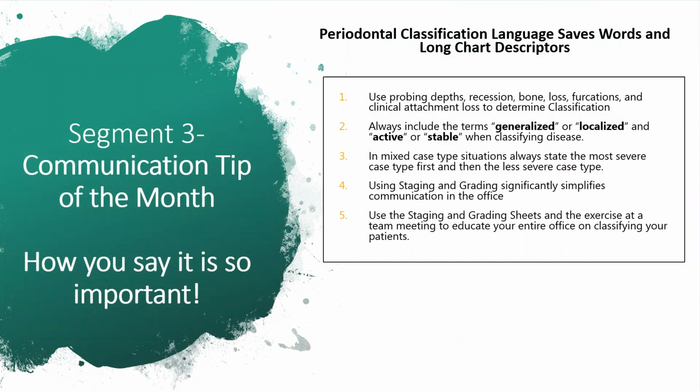We know, and we've described it beautifully, that you use probing depths, recession, bone loss, furcation. You always include the terms generalized or localized, active or stable. This is how our hygiene team can talk to us and our periodontal therapists. And remember, when you have mixed case type situations, always state the most severe case type first, because that's going to dictate treatment, and the less severe case type second. And it simplifies our language. And here's what I mean by that.